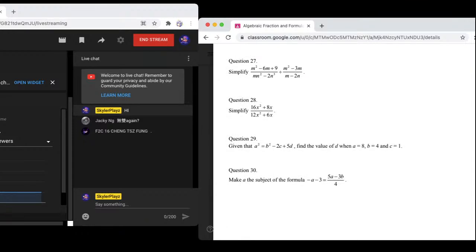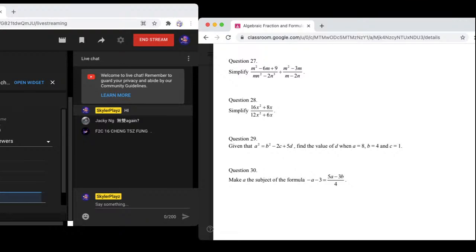48. Very easy question, 48. (16x squared plus 8x) over (12x squared plus 6x). Factorize 8x at the top and then (2x plus 1). Also (2x plus 1), but the factor is 6x at the bottom. Cancel out (2x plus 1). Cancel out x. So 8 and 6, so we get 4 over 3, and that's my answer. 49.